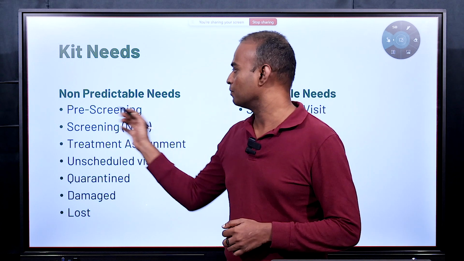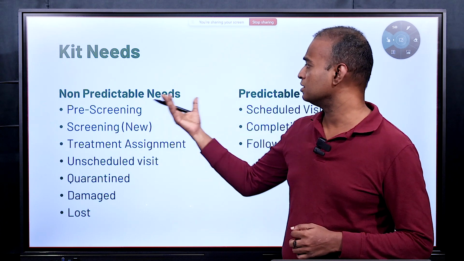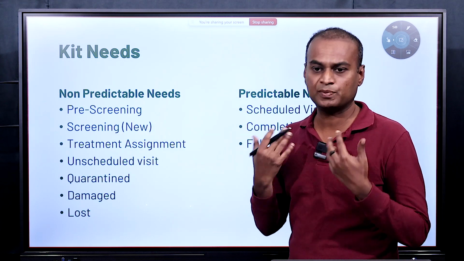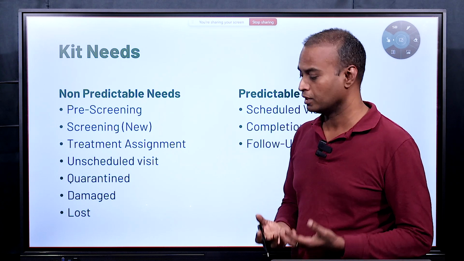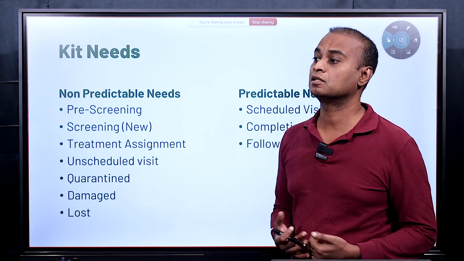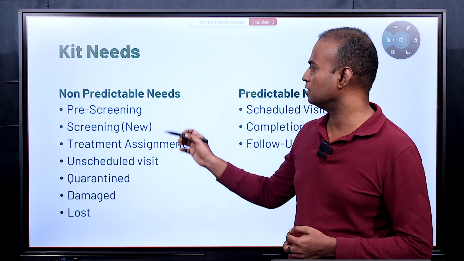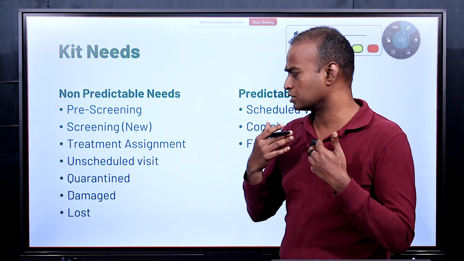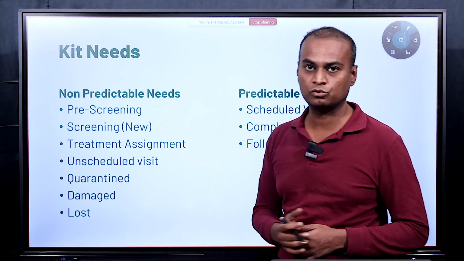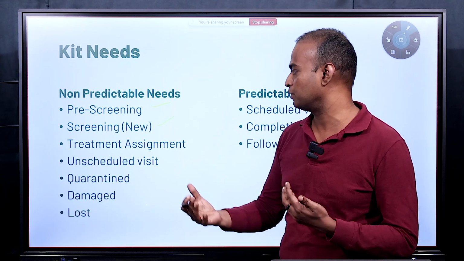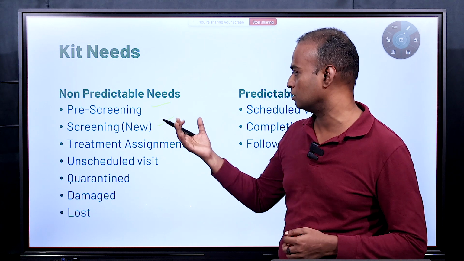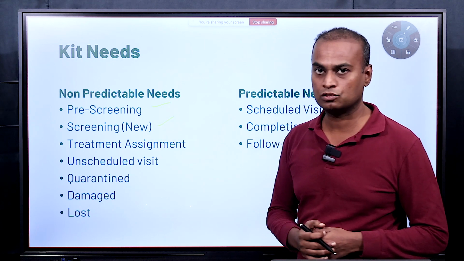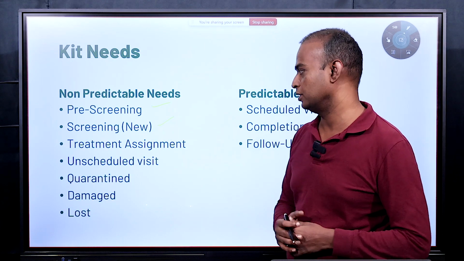For example, pre-screening. Pre-screening is a non-predictable need. If you are dispensing any kit in pre-screening and you don't know when the patient comes to the site, that's the reason it is included under non-predictable needs. In the same way, for screening new subject, you also do not know when the patient comes for the screening new. That's the reason screening new is also included under non-predictable needs.